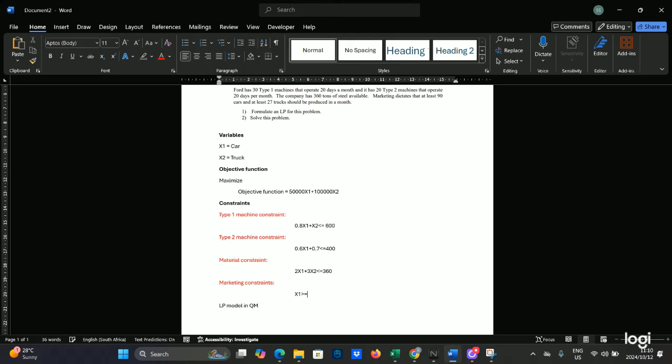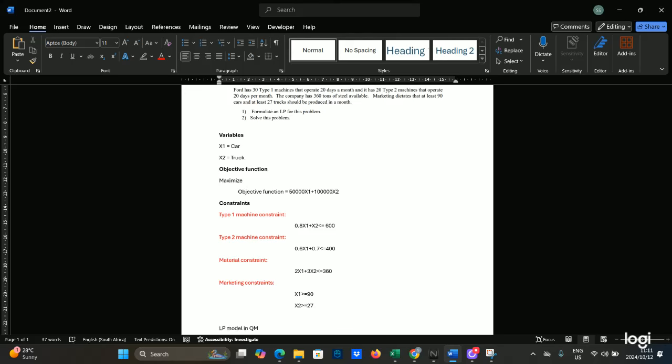So they're saying they should produce greater or equal to 90 cars, right? And then the second requirement placed by marketing is that they should produce more than or equal to 27 trucks, right?